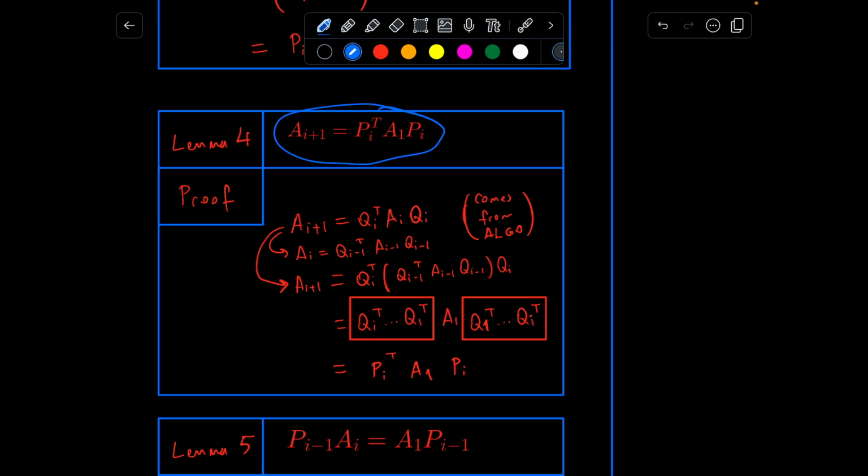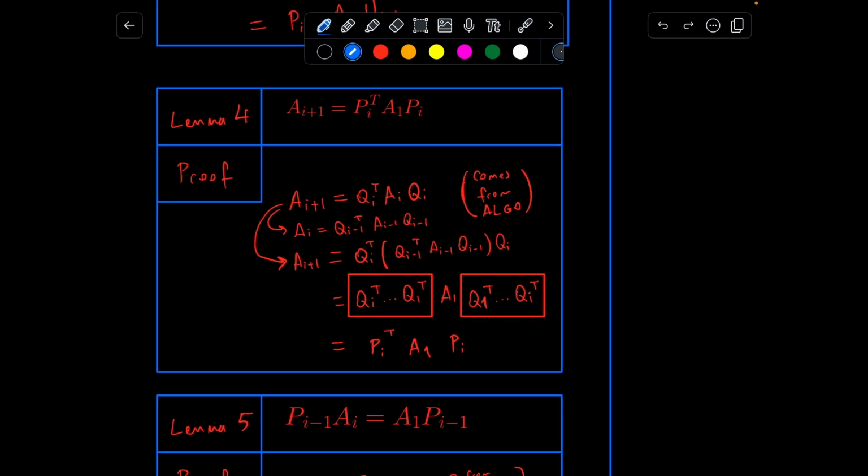statement here. This is something that we are trying to prove now, and this is the expression which comes from the algorithm. This is the similarity transformation, and in each iteration we update A, right? By decrementing the index, this is what we are left with, and then using this expression and this expression, this is what we have. And then let's continue.